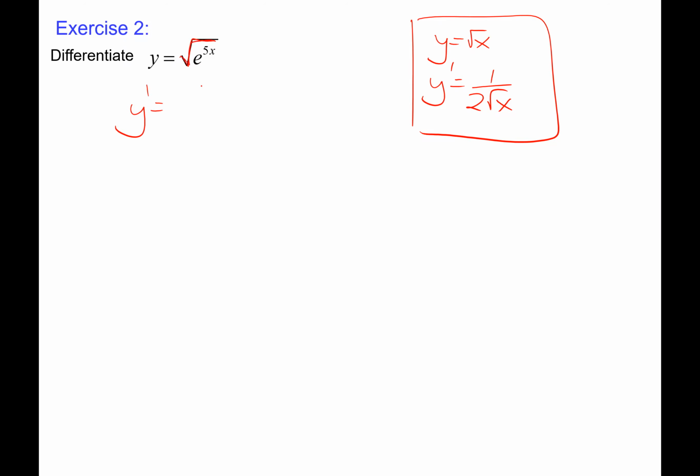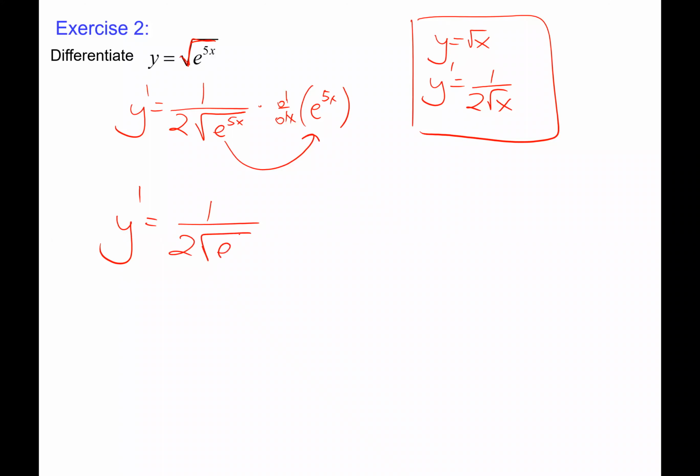Derivative of the square root of x is 1 over 2 square root of x. I have to copy the same function, times derivative of that inner function. Times derivative of that guy. 1 over 2 square root of e to the power of 5x, times derivative of e to the power of 5x, which is e to the power of 5x times derivative of 5x, it's 5.